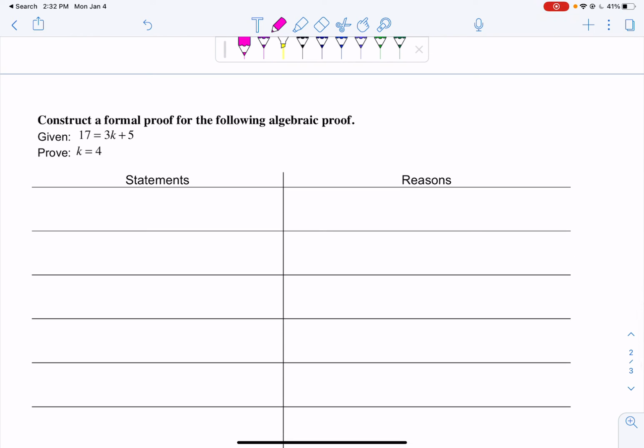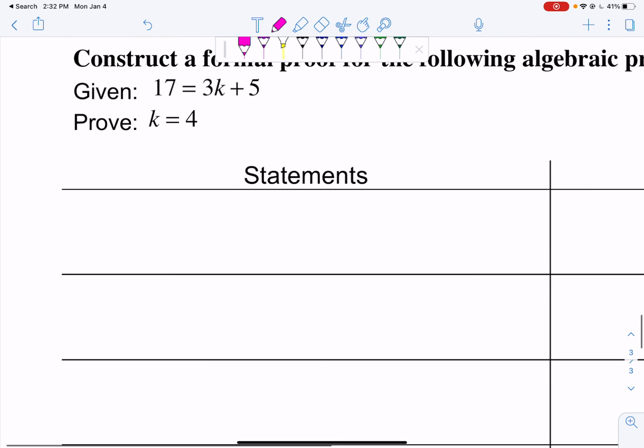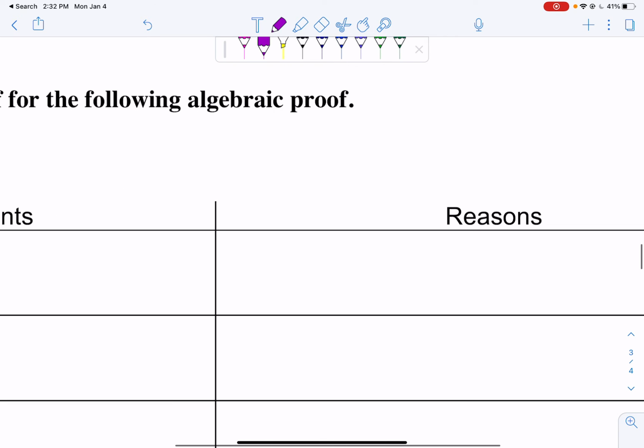Given 17 equals 3k plus 5, prove k is equal to 4. So the first thing I would do is actually write out my given. So in this example, number 1, I would write down 17 equals 3k plus 5. And my reason would be given.